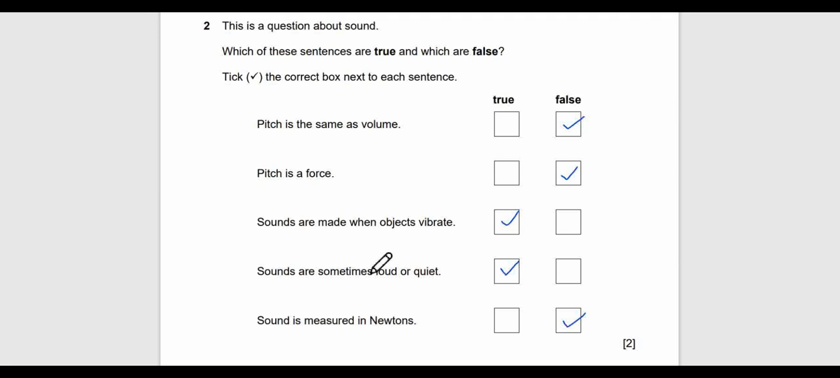Sounds are sometimes loud or quiet, yes, correct. Sound is measured in newtons, no. Sound is measured in decibels, and newton is the unit for force. We hope it's clear. Next, question 3.